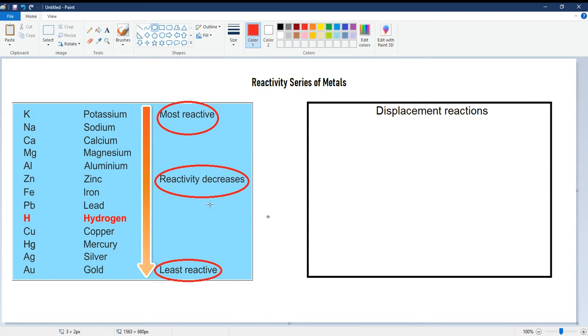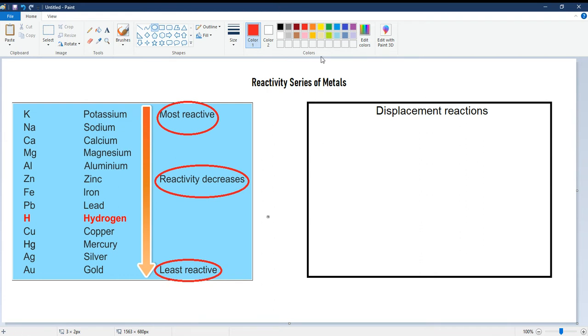So these are things you have to remember, like K, Na, Ca. The first two most reactive metals, potassium and sodium, are vigorously reactive, violently reactive, and even explosively reactive with acids. And the rest come under them. So basically, this is just the reactivity series of metals, which is arranged in order.